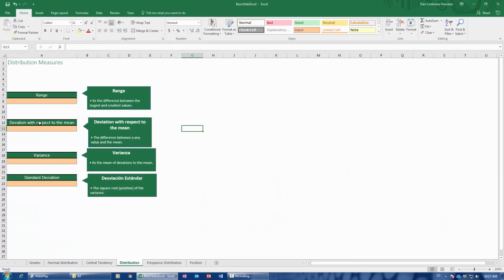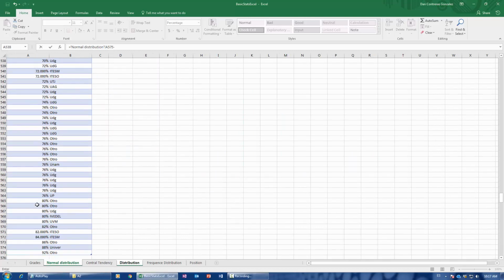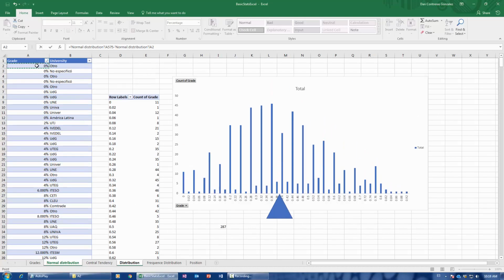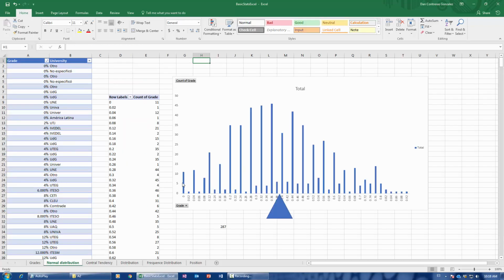So distribution measures. The first one that we have as a distribution measure, and the easiest one, is the difference between the largest and the smallest value. We already knew that from the beginning. The difference between the smallest and largest value is 92 minus 0, and pretty much we're distributed throughout a range of 92%. The smallest value is 0, some people actually got a flat out 0 on the exam, and the largest value is 92%.